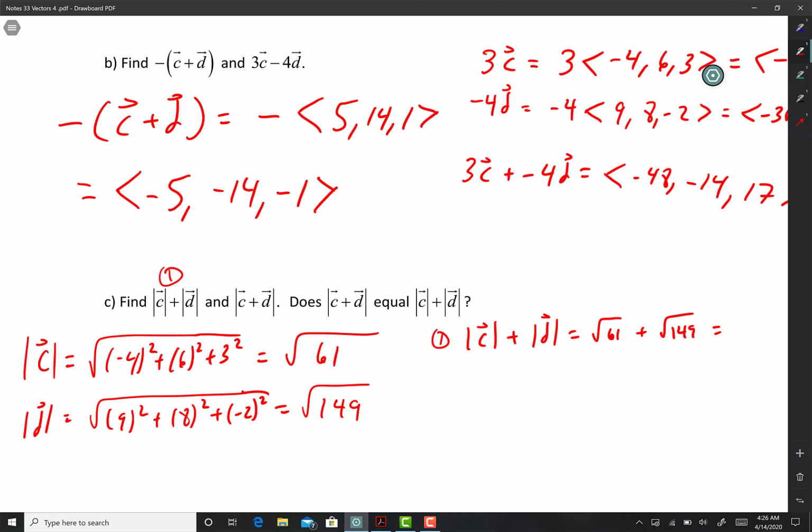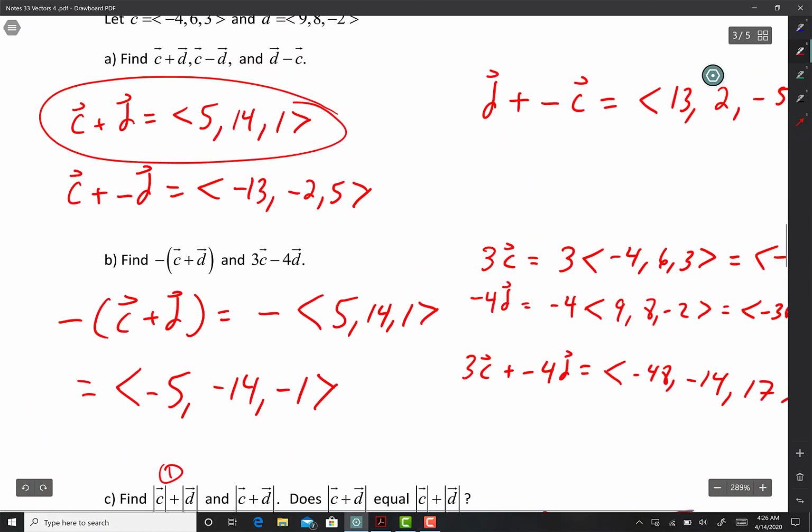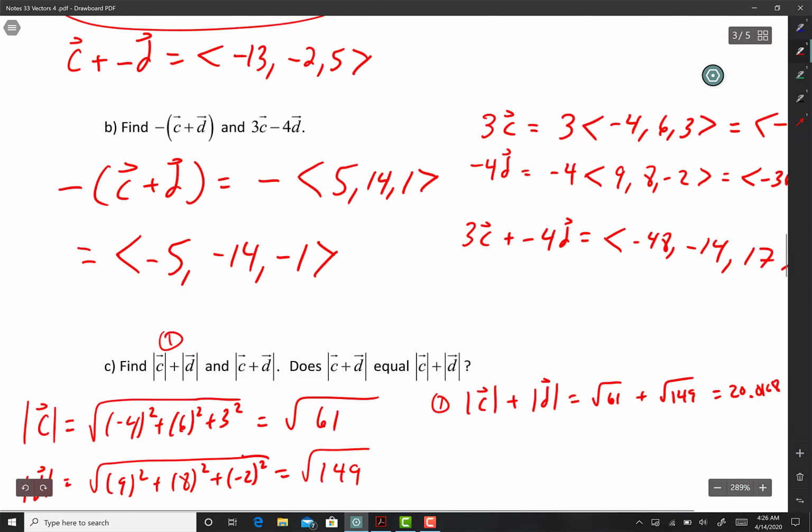But if you want to, if you're like, no, Chavez, I want to put a number in there, you can write 20.0168, and it keeps going forever, but you can write that if you want. All right, C plus D. Well, we already have that one. C plus D is this one up there, 5, 14, and 1.